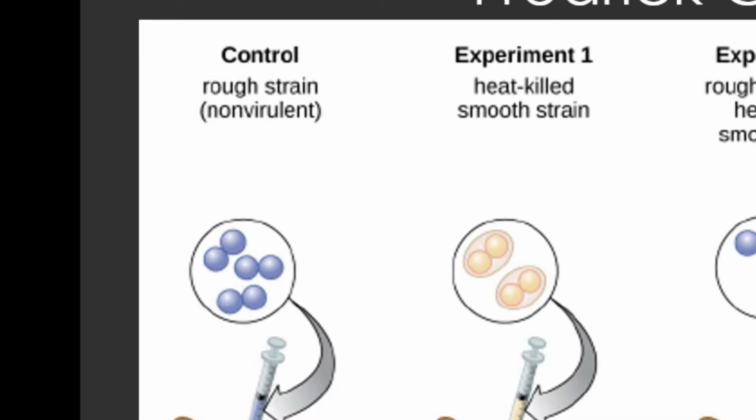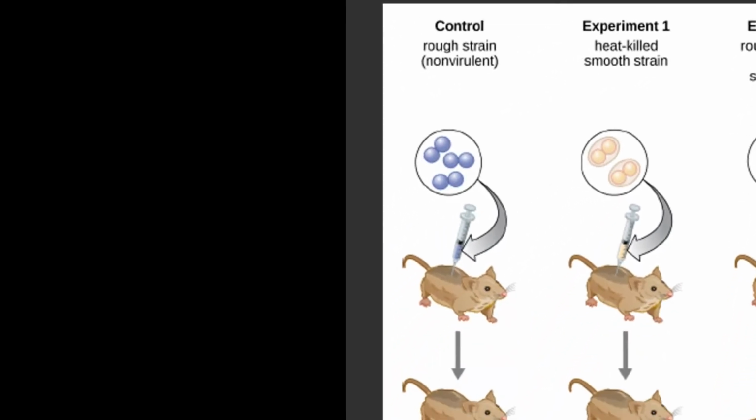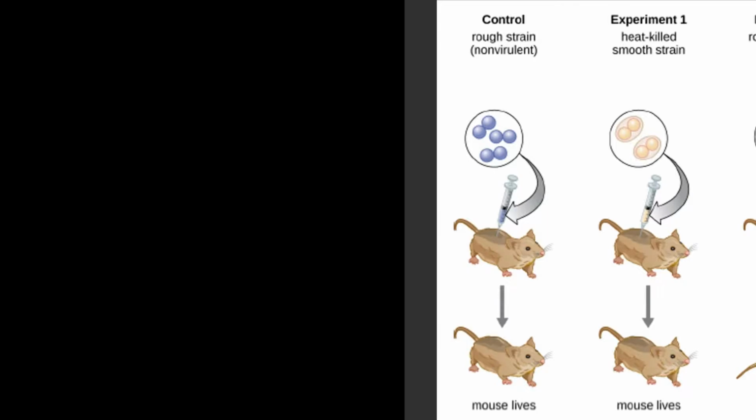So Frederick Griffith set up a control where he injected mice with this rough strain, which was non-virulent, and not surprising to him or probably anyone else, the mouse lived. Then he set up a second experiment with what would have been a lethal bacterium, except for the fact that he had killed those bacteria by boiling them. As you know from previous lectures, heat kills by denaturing protein.